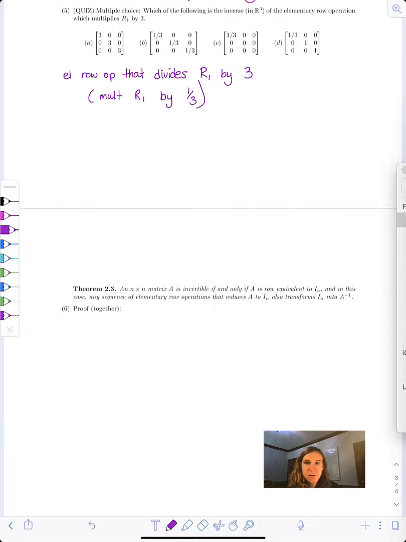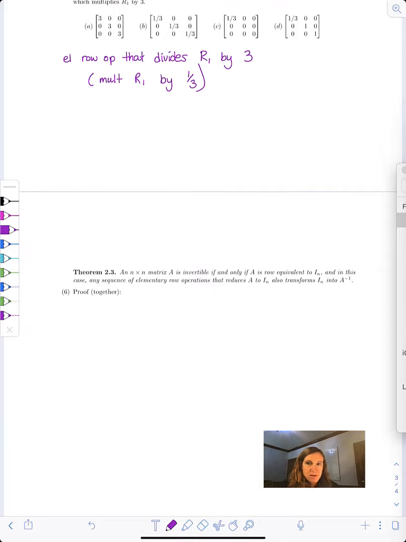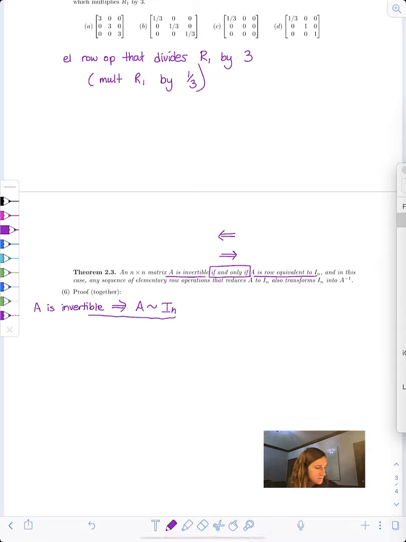Okay, so now we have a theorem and we're going to go over the proof. So any n by n matrix is invertible if and only if. And what this if and only if means is that we have an implication that goes both ways. We have this first statement is true, implying the second statement, and vice versa. So let's first do the forward direction. So A is invertible implies A is row equivalent to I_N. And we write that with that little tilde there.